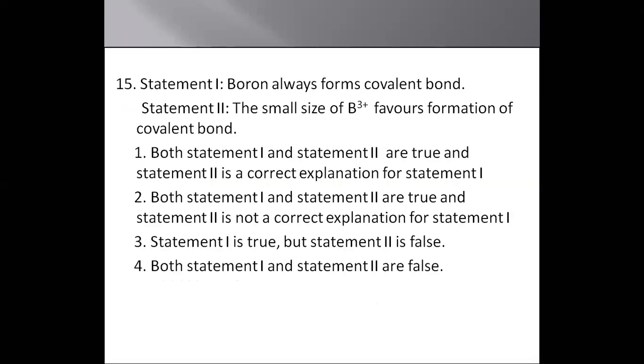The next question. Statement 1: Boron always forms covalent bonds. Yes, because it is small. And the second statement: the small size of boron favors formation of covalent bonds. Yes, definitely right. So that is the answer 1. Both statement 1 and statement 2 are true, and statement 2 is the correct explanation for statement 1. So that is the first option.